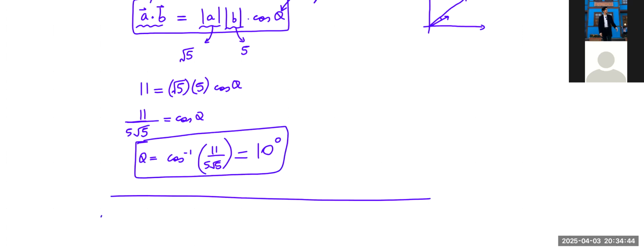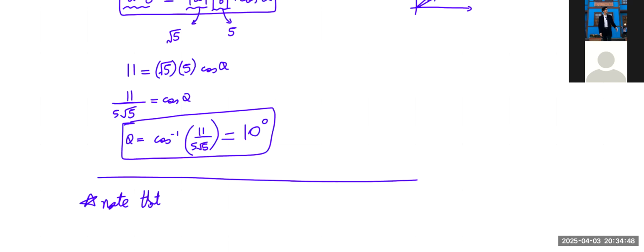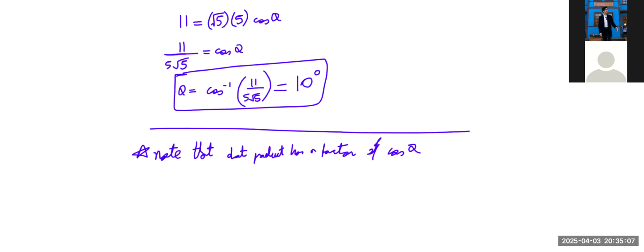Note that the key driver about the angle between two vectors depends on the cosine of theta. The dot product has a factor of cosine theta in it. And the thing with cosine theta is that when the angle between two vectors is zero, we get a 1 out of it.